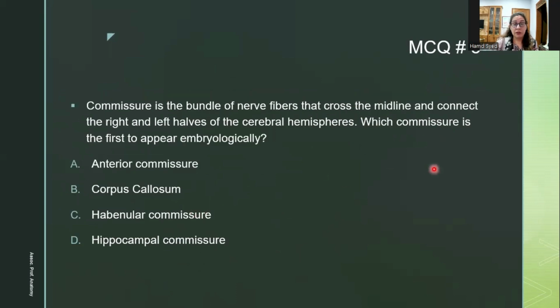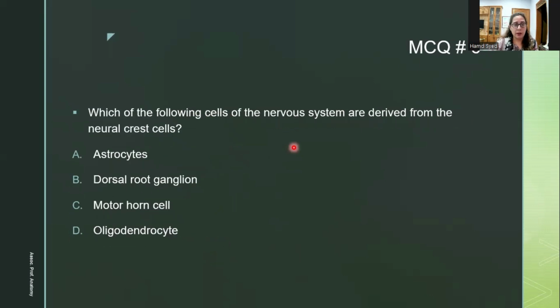Commissure is the bundle of nerve fibers that cross the midline and connect the right and left halves of the cerebral hemispheres. Which commissure is the first to appear embryologically? Well, the first one that is going to appear is the anterior commissure. A is the answer for this MCQ. So keep that in your mind, that the first one is the anterior commissure.